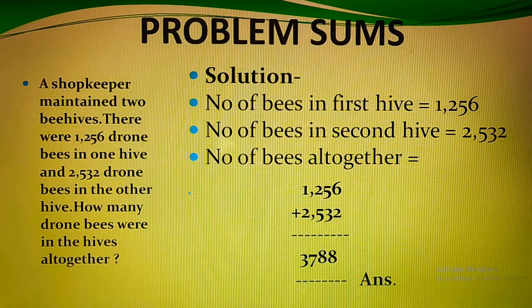Now how will you write this? Solution. Number of bees in first hive is equal to 1256. Number of bees in second hive is equal to 2532. Number of bees altogether. Altogether means you have to add them. So place them accordingly. 1256 plus. Remember, you have to put this sign. Plus का sign लगाना जरूरी है. And second number is 2532. After adding them, we get 3788. That is our answer.